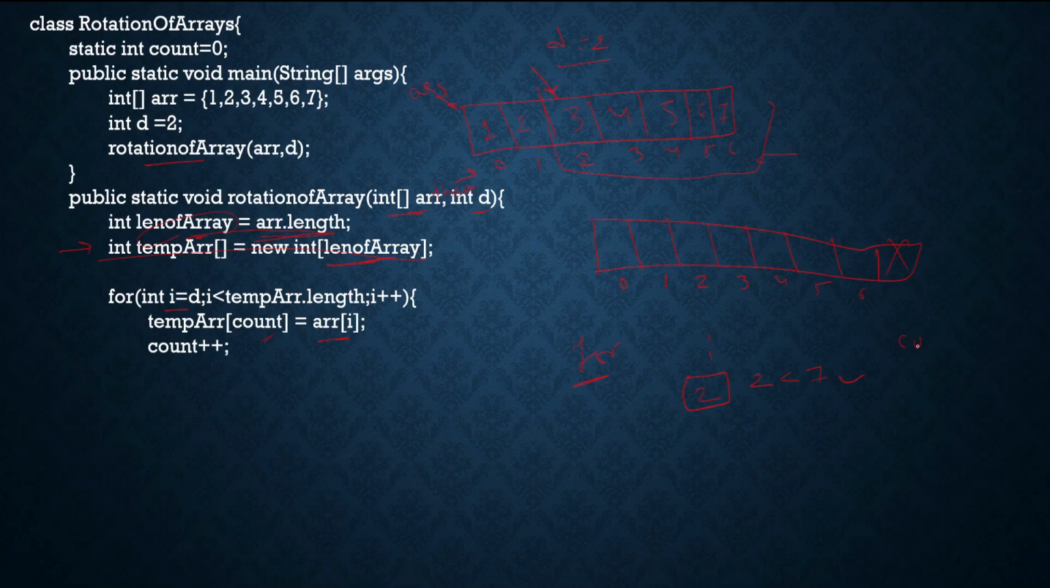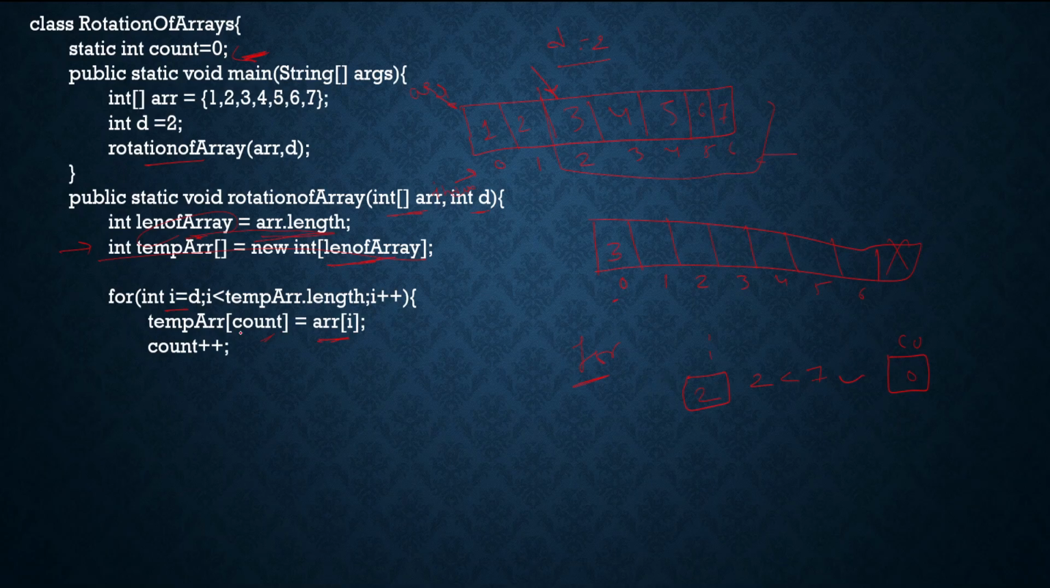Okay, let me take count as well. What is the count? Currently the count is 0. You can see over here I have statically decided the count. Okay, count is 0. So at the 0th location we will copy the value of array of I. It is 3. I have copied it.